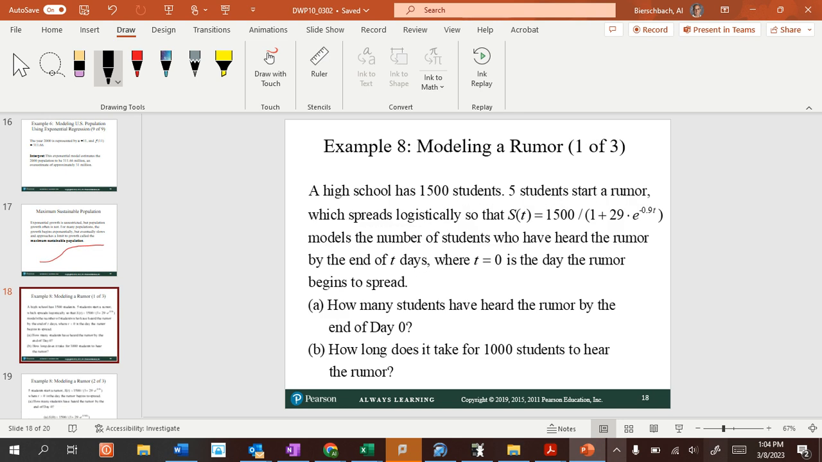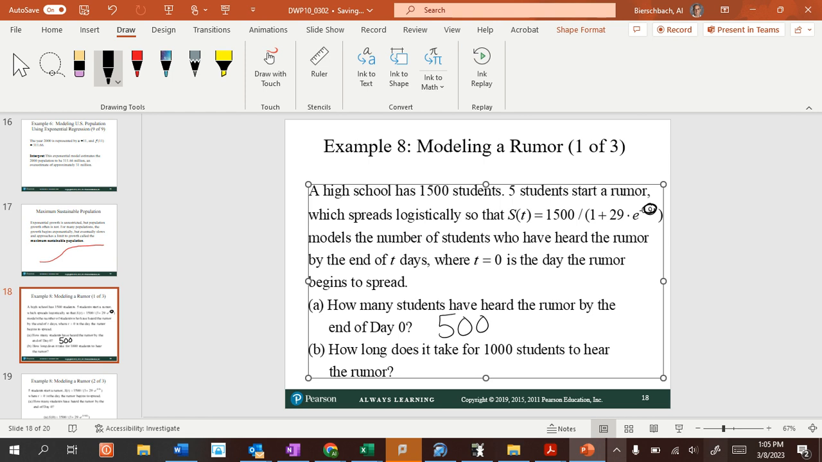Okay? So, let's say a high school has 1,500 students and 5 of them start a rumor, and it spreads like that. By the end of T days, how many people have heard the rumor? Well, how many have heard the rumor at the end of day 0, which is the first day of the rumor? Day 0. Well, e to the 0 is 1. 1 plus 29 is 30. 1,500 divided by 30 is 500 students already, correct?